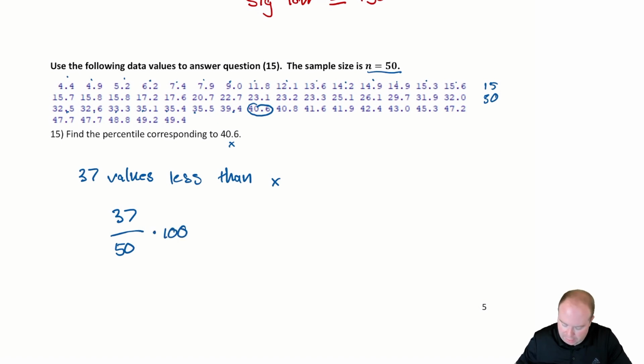Type that into a calculator. Well, that one's pretty straightforward. It's going to be 60 plus 14, so 74%. So this is going to be the 74th percentile.